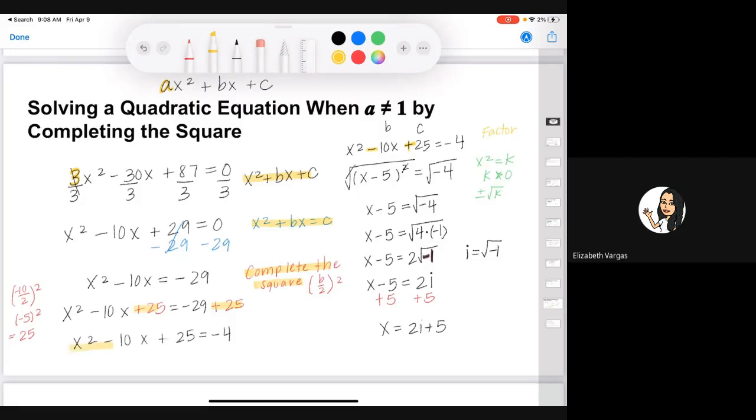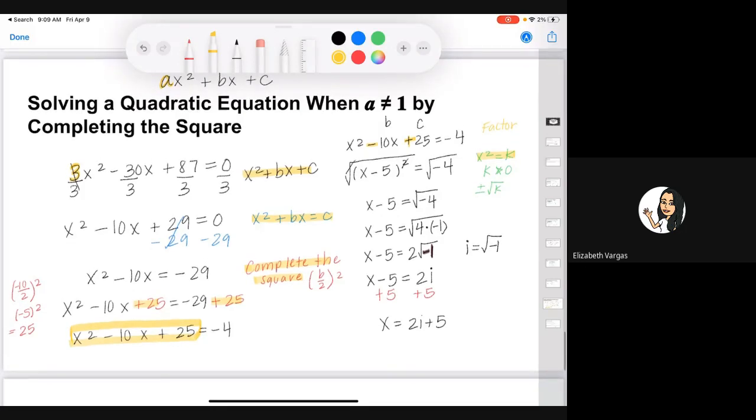Now what you have is a perfect square trinomial, which means I can factor it to create an equation that follows x squared equals k. Now I want to solve for k. In this instance, because k is not greater than 0, I don't need to take the positive and the negative value of the square root of k. I just take whatever the square root is.